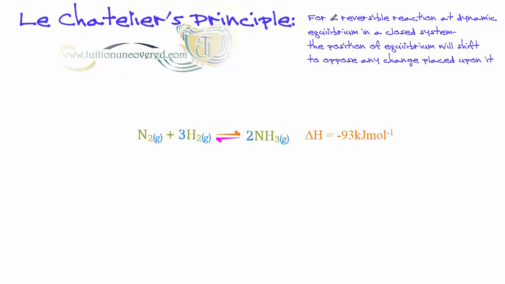So, for a reversible reaction at dynamic equilibrium in a closed system, the position of equilibrium will shift to oppose any change placed upon it. We talked about the position of equilibrium. That's going to shift either to the left and make more reactants, or to the right and make more products, depending on what external changes are applied to the system, i.e. the reaction that's occurring.